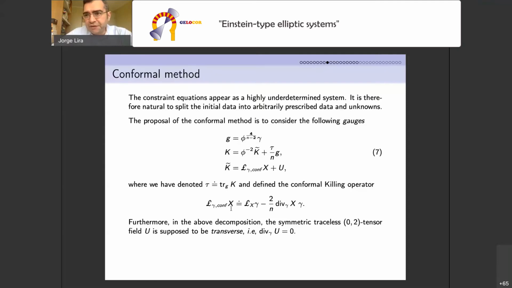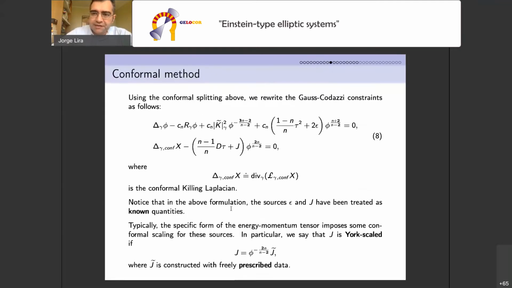Okay, so having these choices in mind, you can write the Hamiltonian equation in terms of this PDE. The Hamiltonian constraint is given in terms of the Laplacian of the conformal factor, the Laplacian taken with respect to the background metric in M. So the Laplacian of phi is given by some nonlinear terms. The first one is simple, but the other ones involve the prescribed data. The first one is the scalar curvature of the initial background metric in M.